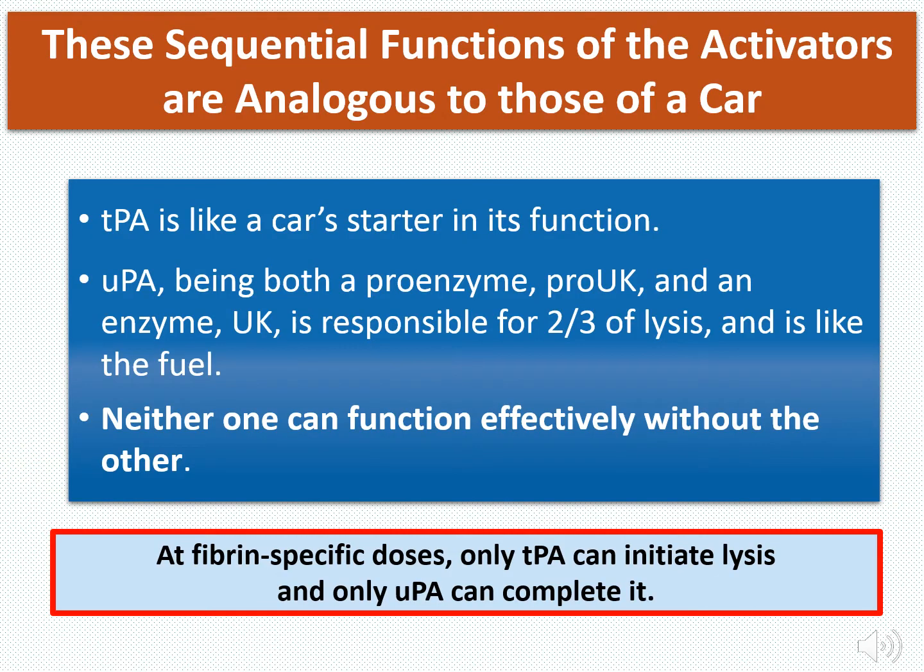These sequential functions of the activators are analogous to those of a car. TPA is like a car starter in its function. UPA, being both a proenzyme, pro-UK, and an enzyme, UK, is responsible for 2/3 of lysis and is like the fuel. Neither one can function effectively without the other. At fibrin-specific doses, only TPA can initiate lysis and only UPA can complete it.